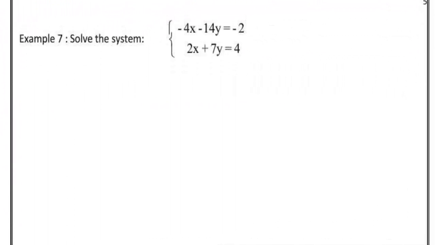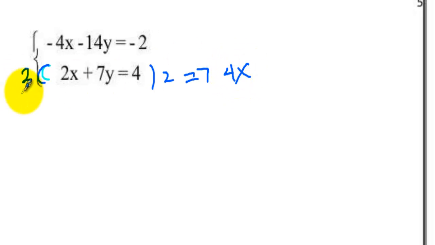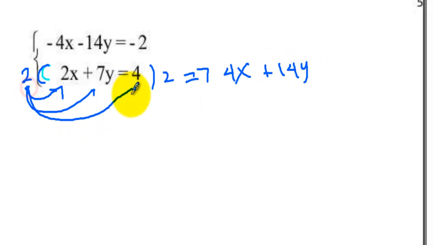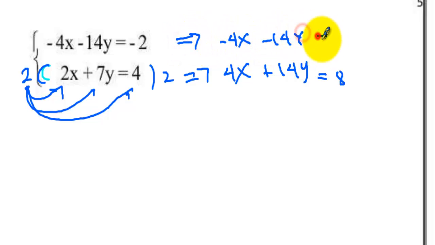Example number 7. Here we can either eliminate x or we can also eliminate y. I think I'm going to eliminate the y variable. So that's negative 14. I would like to make this equal to positive 14. So how can I make this equal to positive 14? Multiply by positive 2. Alright, so we will have 4x, that's 2 times 2x. 2 times 7y is 14y. And then 2 times 4 is equal to 8. I'll just copy the first equation, negative 4x, negative 14y equals negative 2.